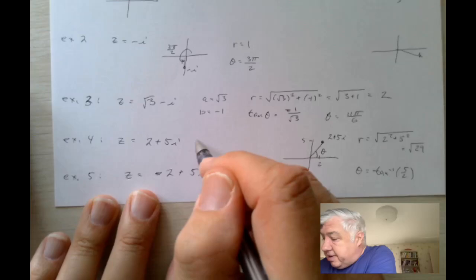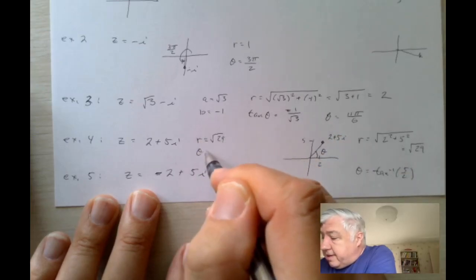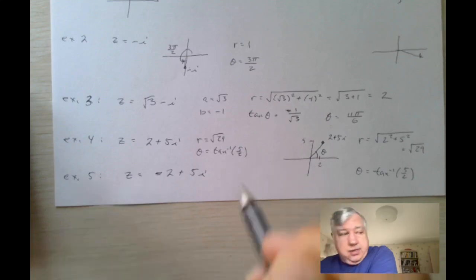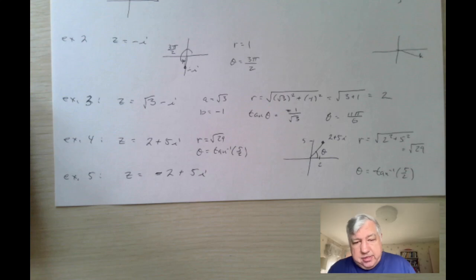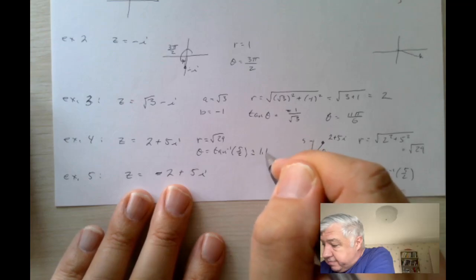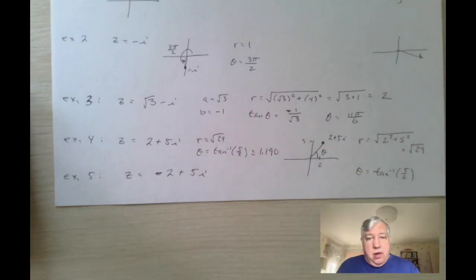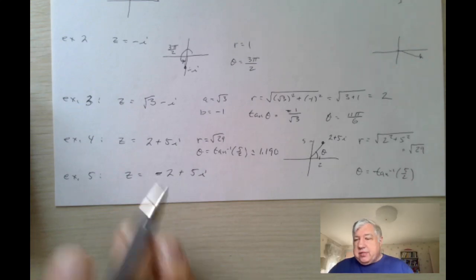So that's what this is. So for this, r equals the square root of 29, and theta is the inverse tangent of 5 halves. And let me see. If you really wanted to see what the value is, this is approximately 1.190. Okay. What about this last one? Negative 2 plus 5i.